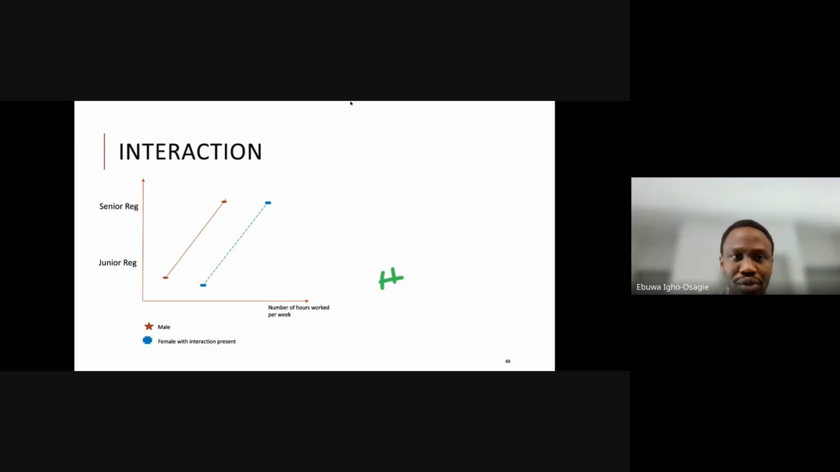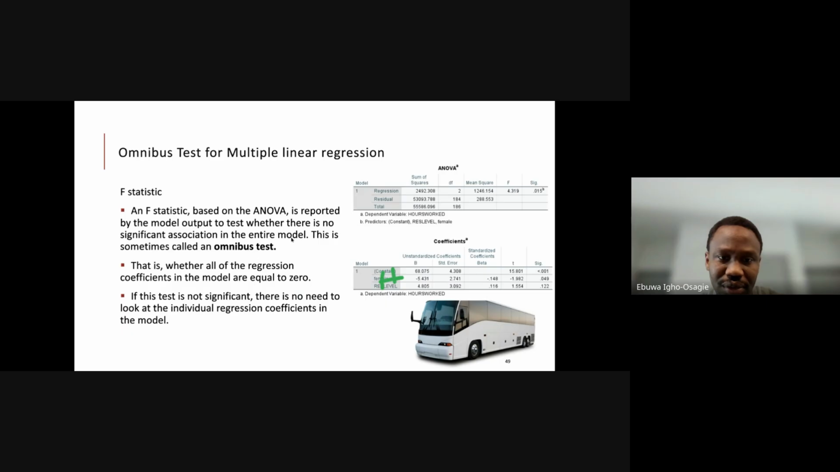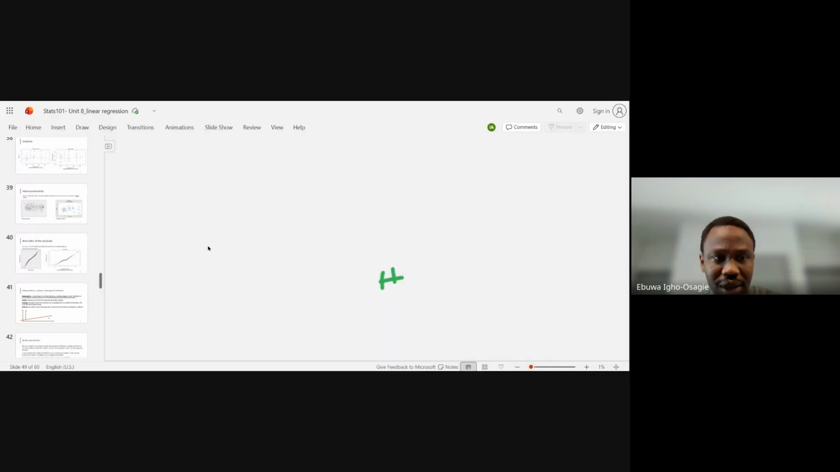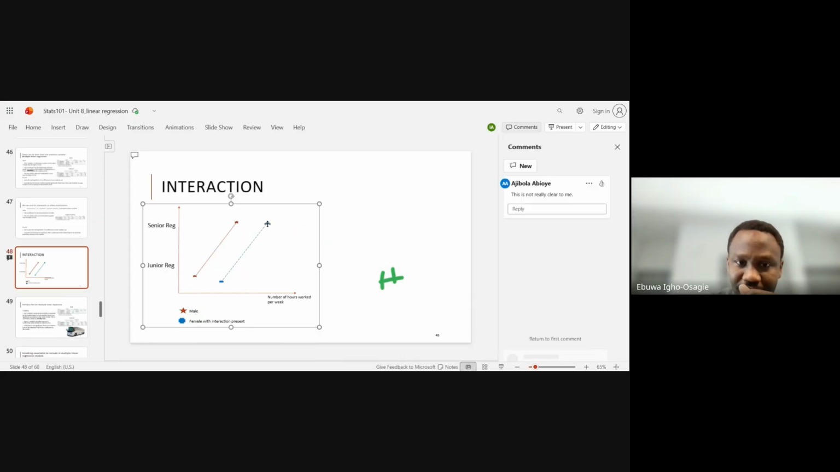Let me do something. Let me escape from here, and we're going to go back and show you what I'm trying to do. Okay, so you can see this. I'm going to move this a little. Oops. Real quick, Ebuwa. Hurry up. Okay, I'm going to move this, and I'm going to move, no, that one. I'm going to move this here. Good.